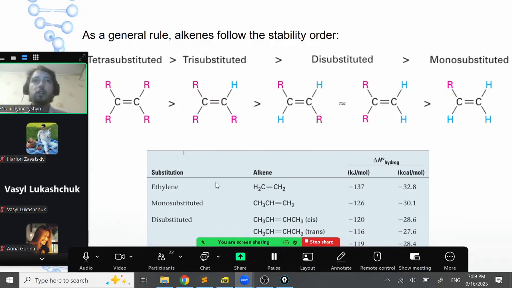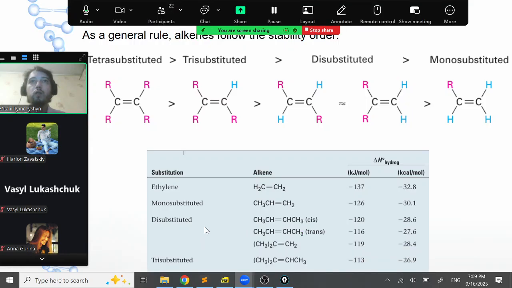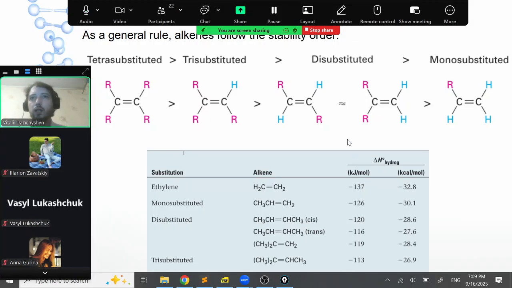As a general rule, just in case, to remind you that alkenes follow some sort of stability order. Maybe it's not so interesting here, but if we are talking already about the substituents, please note that the higher substituted the alkene is, the more stable it is. And here are energies of the hydrogenation. So how much energy you should spend to make something with that double bond.